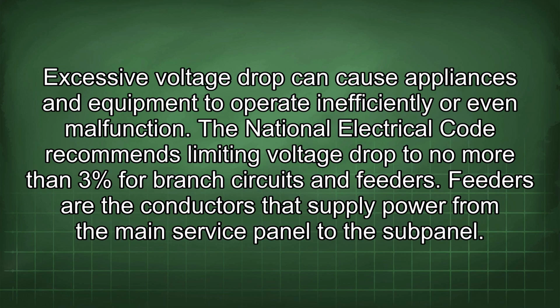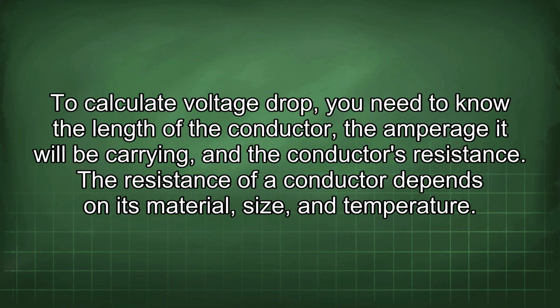Excessive voltage drop can cause appliances and equipment to operate inefficiently or even malfunction. The National Electrical Code recommends limiting voltage drop to no more than 3% for branch circuits and feeders. Feeders are the conductors that supply power from the main service panel to the subpanel. To calculate voltage drop, you need to know the length of the conductor, the amperage it will be carrying, and the conductor's resistance. The resistance of a conductor depends on its material, size, and temperature.